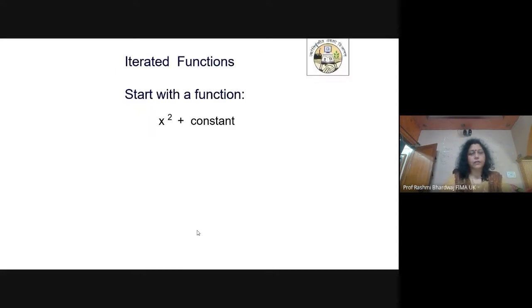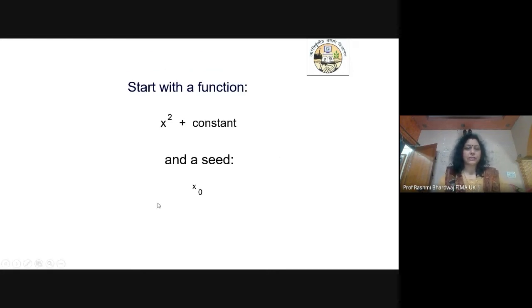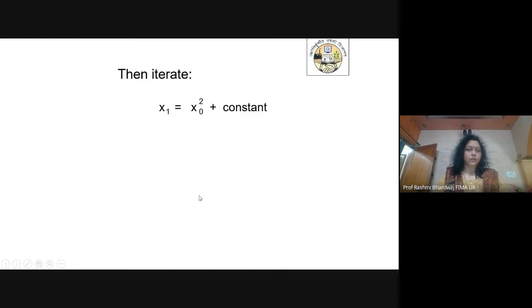How do we generate it? It is easily generated with an iterated function. What is the iterated function? Suppose we start with the function x squared plus constant, where the constant is a seed or x naught. Now x1 is nothing but f of x naught. So what is x1? x naught squared plus constant. What is x2? x1 squared plus constant, like this.